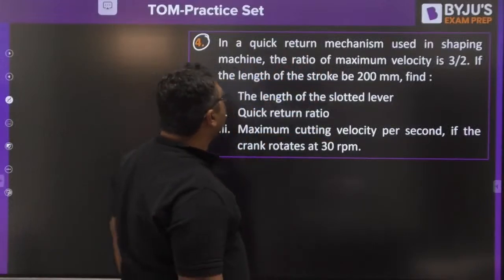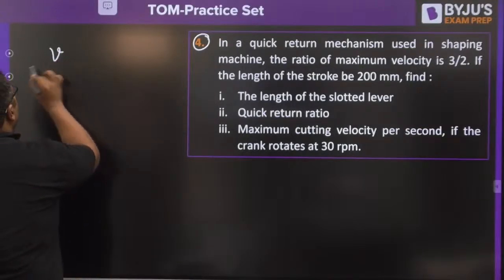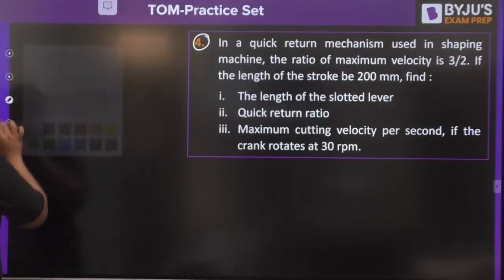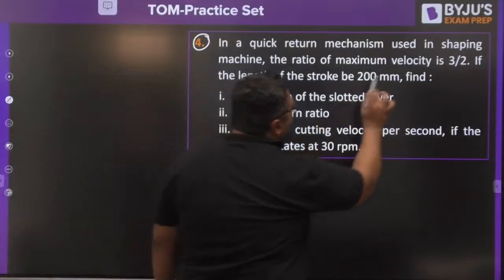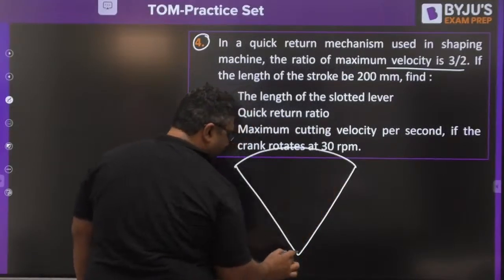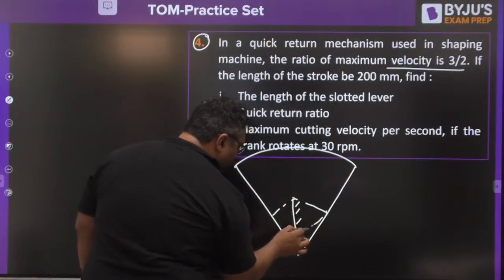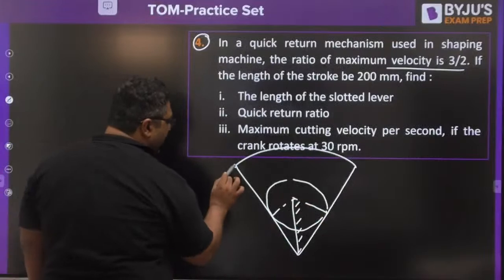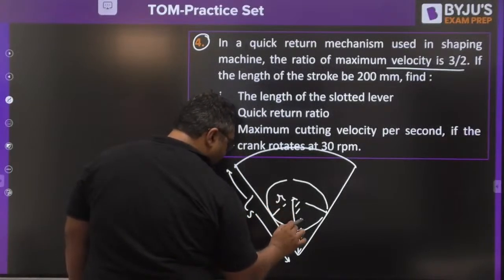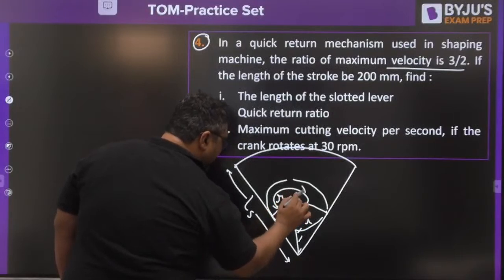In a quick return mechanism used in a shaping machine, the ratio of maximum velocity is 3/2. It means they are giving you the maximum velocity. This is the quick return motion mechanism used in the shaping machine. You know that the velocity of the cutting tool will be given by the slotted bar. In this crank and slotted lever mechanism, the cutting tool is attached to the extension of this link. This is the slotted bar of length LS, this is the crank of length R, and the length of the connecting rod is L. You very well know this angle is alpha and this angle is beta.